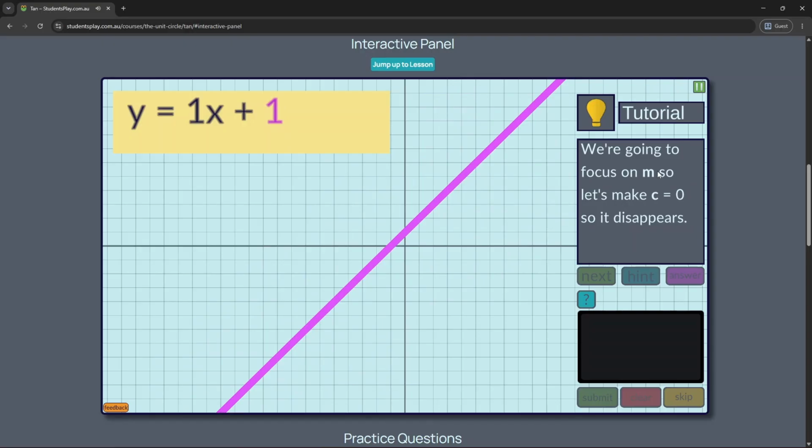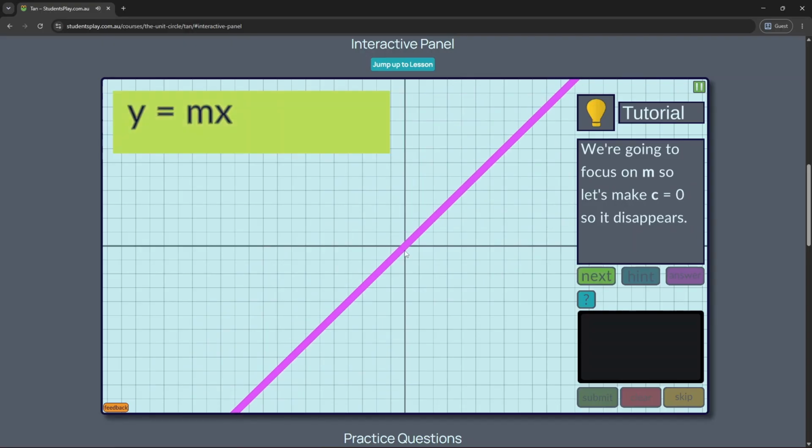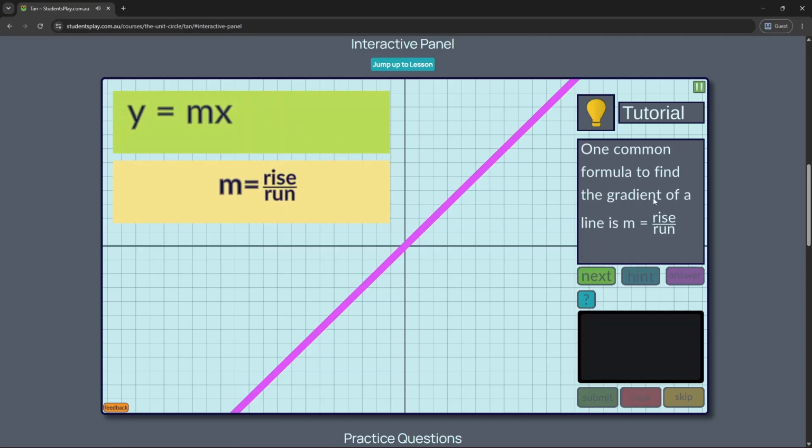We're going to focus on m. Let's make c equal 0 so it disappears, because anything plus 0 just doesn't really do anything. So now we can just focus on this part. One common formula to find the gradient of a line is m equals rise over run. You work out how far the line rises, so like that, and how far it runs, so from left to right, and you divide them.